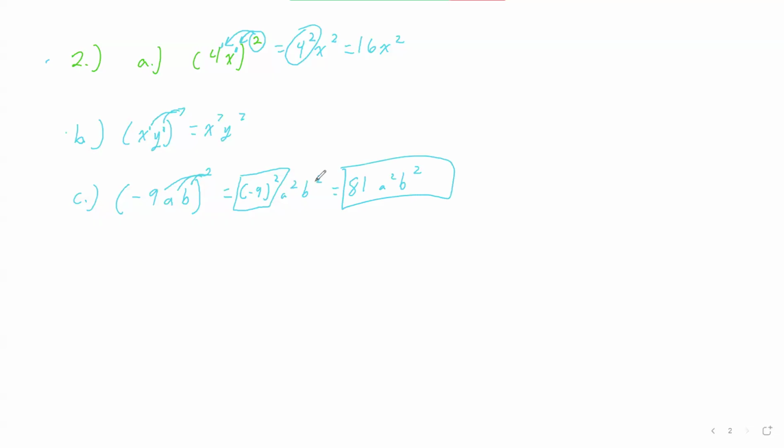Perfect. I do have a question. Yes. So let's say it's -9 to the 50th. It would be positive. So anything to an odd exponent will remain negative. Anything to an even exponent will stay positive, or become positive, I guess.